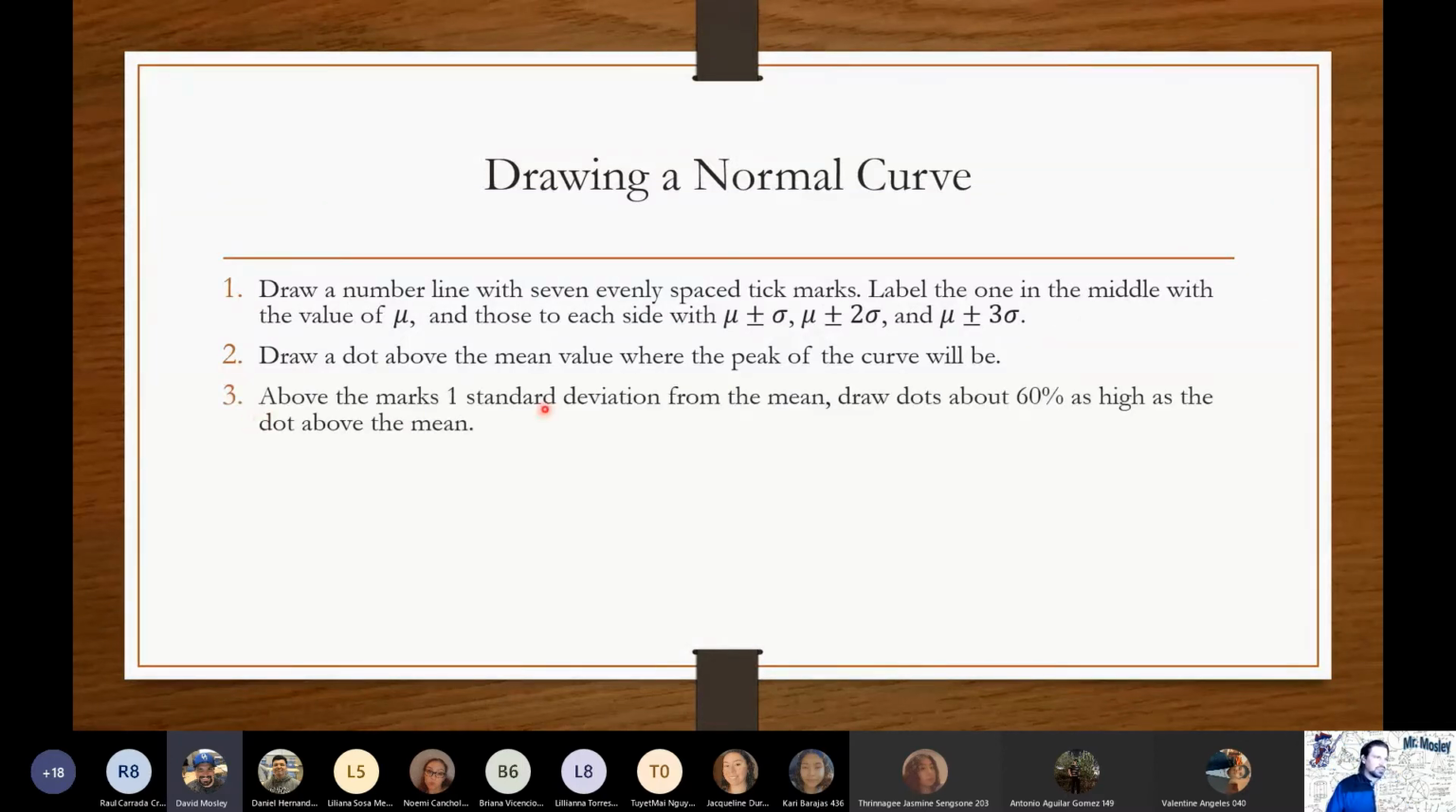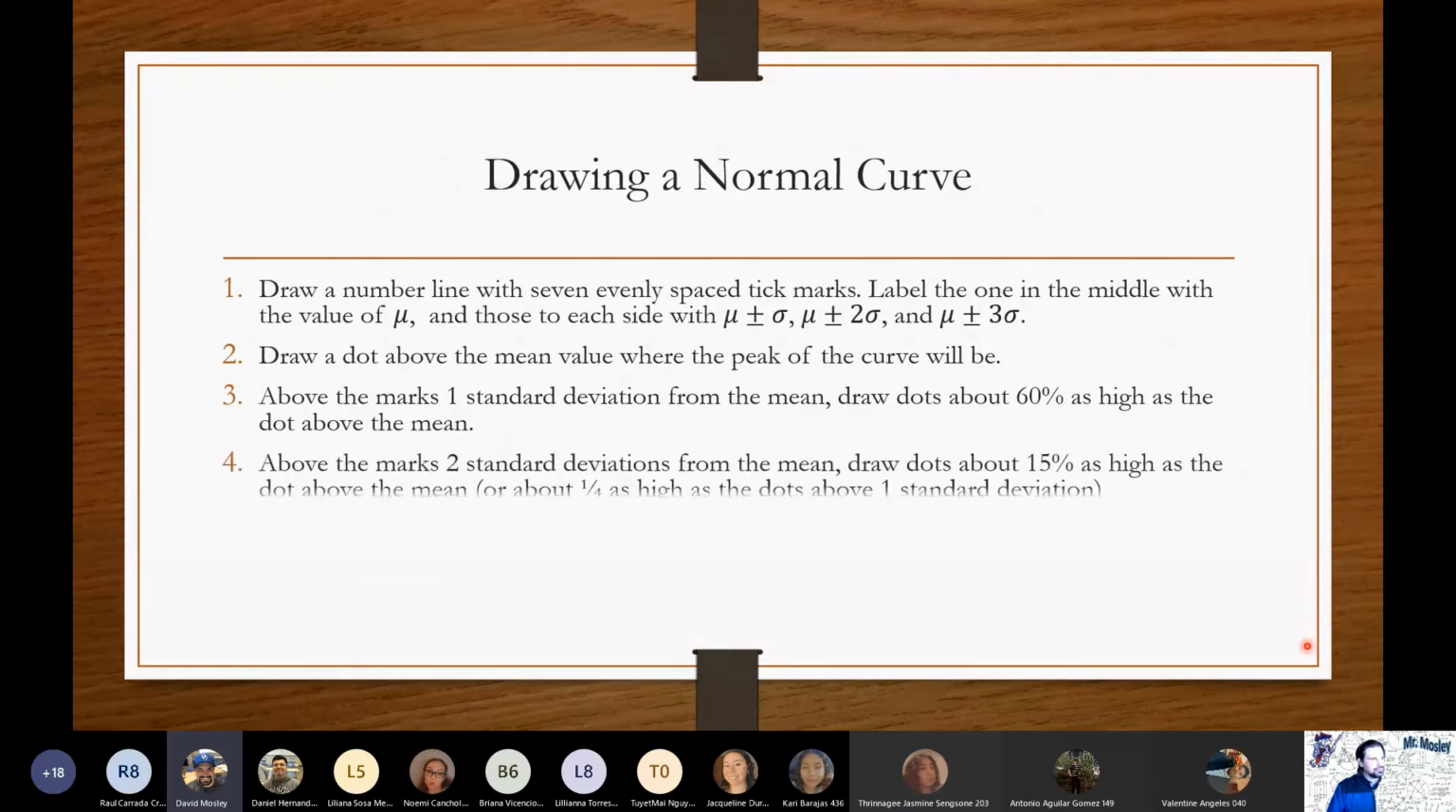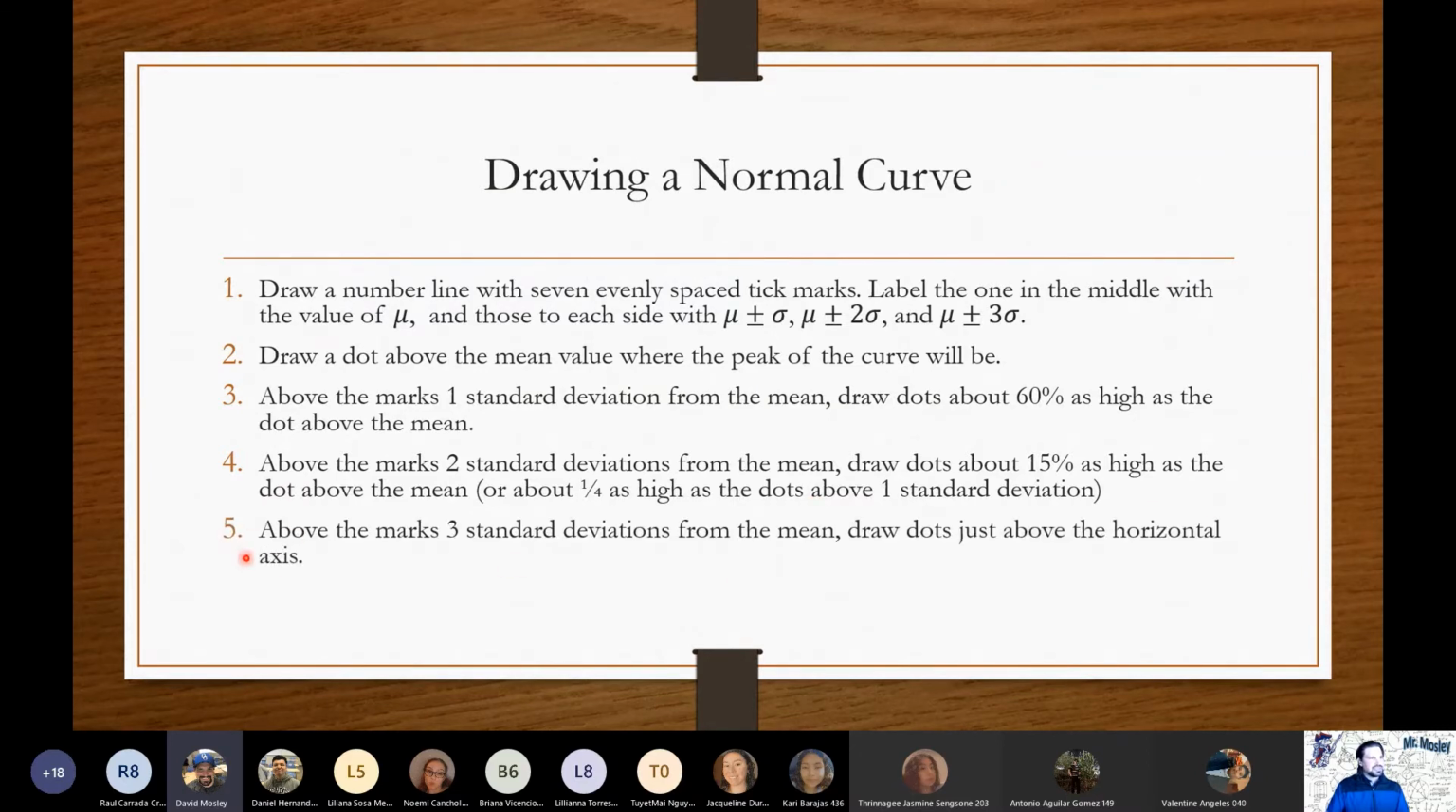Above the marks, 1 standard deviation from the mean, draw dots about 60% as high as the dot above the mean. Above the marks, 2 standard deviations from the mean, draw dots about 15% as high as the dot above the mean, or about a quarter as high as the dots above 1 standard deviation. Step 5, above the marks, 3 standard deviations from the mean, draw dots just above the horizontal axis. And lastly, connect the 7 dots with a smooth curve.